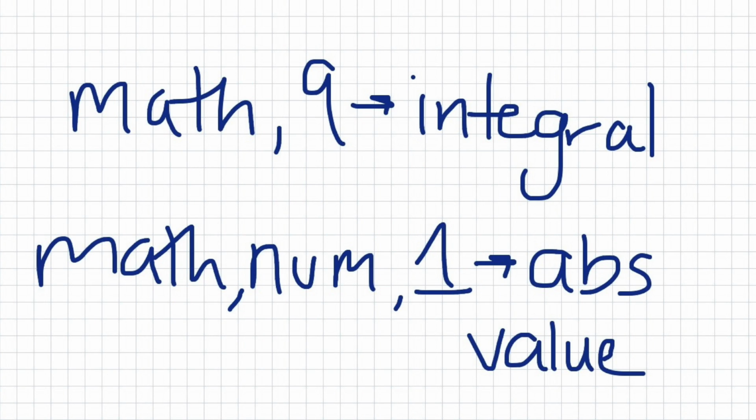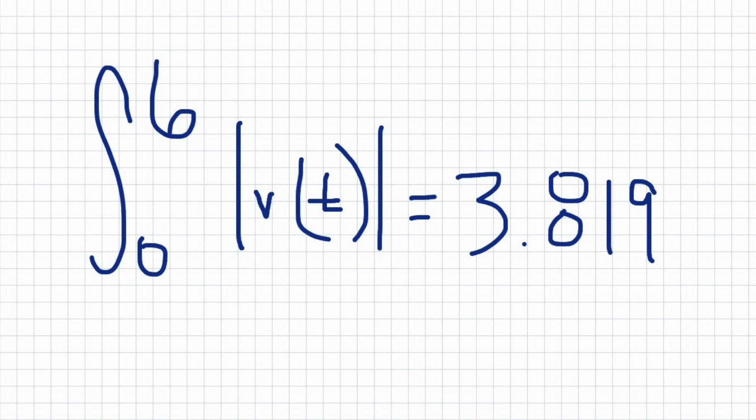We can calculate this on our calculator by doing math 9 to get the integral sign, and then math number 1 to get absolute value. And so then we find that our solution is the integral from 0 to 6 of the absolute value of v of t, which is 3.819.